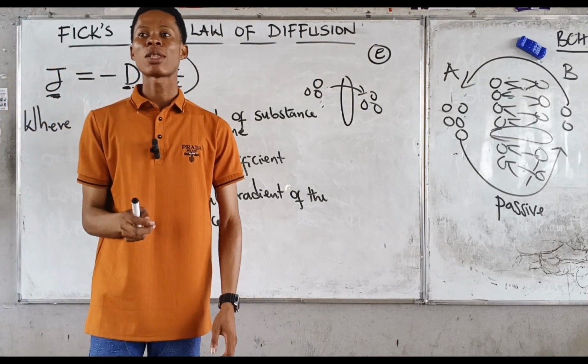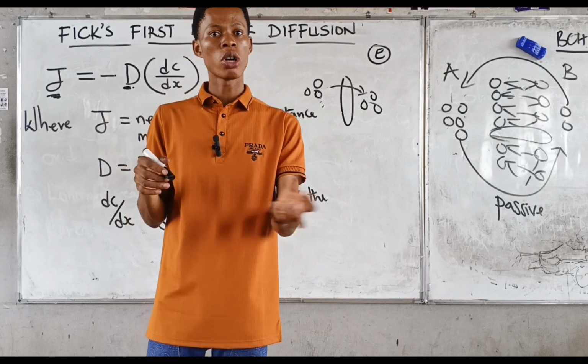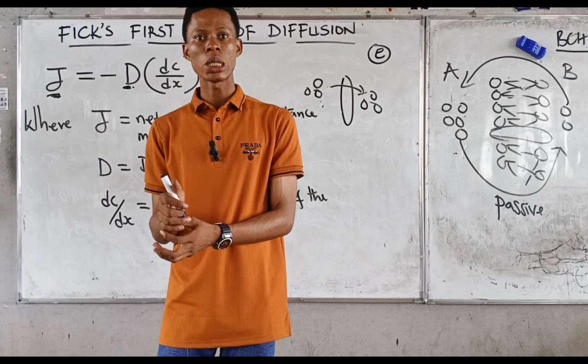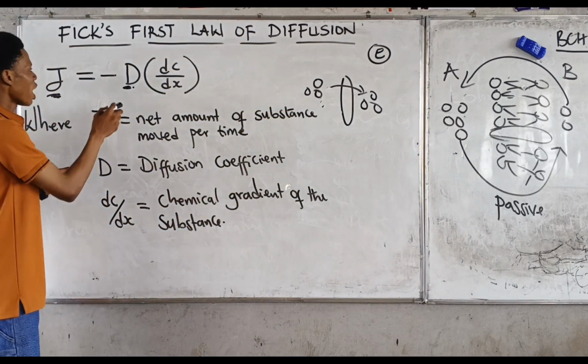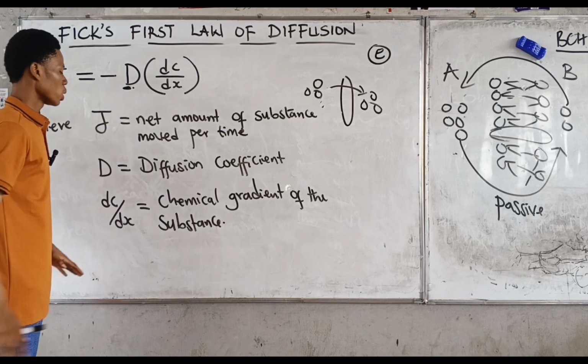Now, that means that the more soluble the substance is, the more it will pass through the cell membrane, right? The more soluble it is, the more it will pass through. So in this Fick's law, just take notes. We are having D here and this gradient here. So basically, this is it.